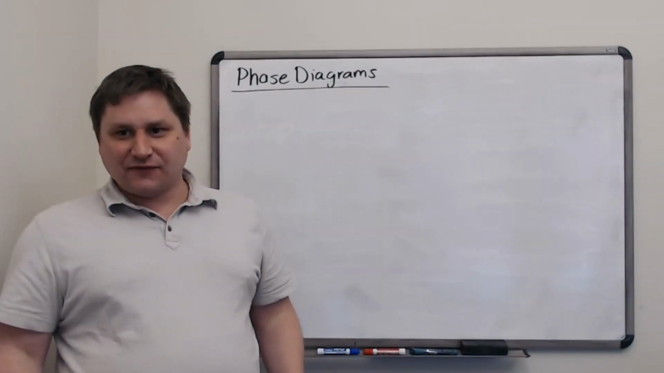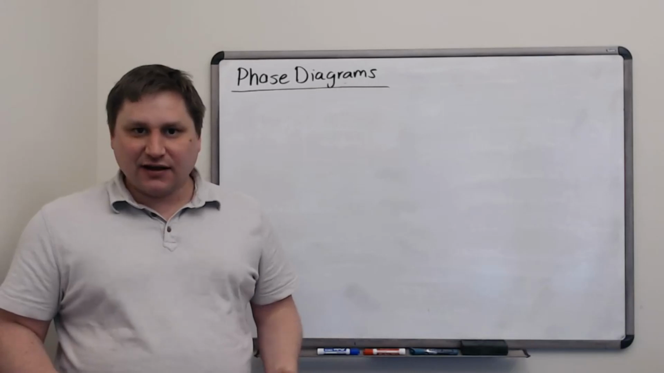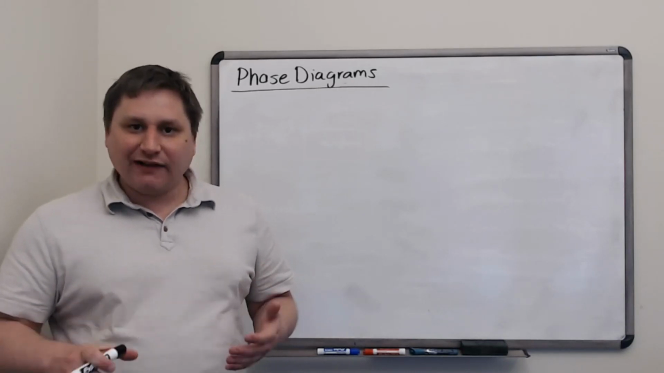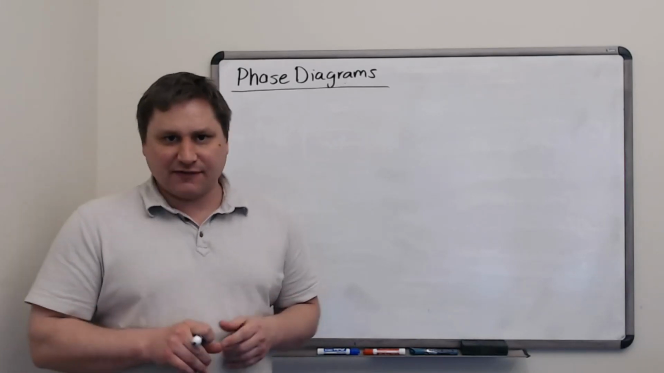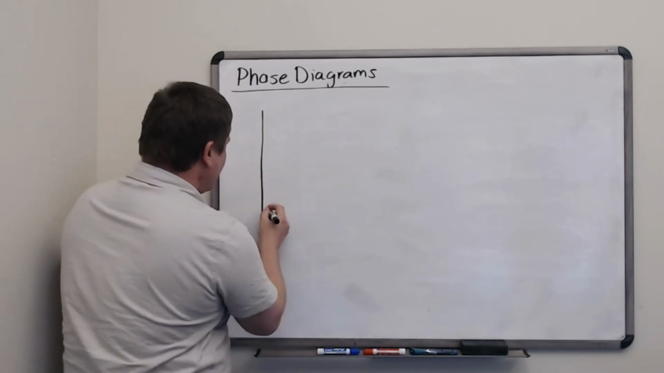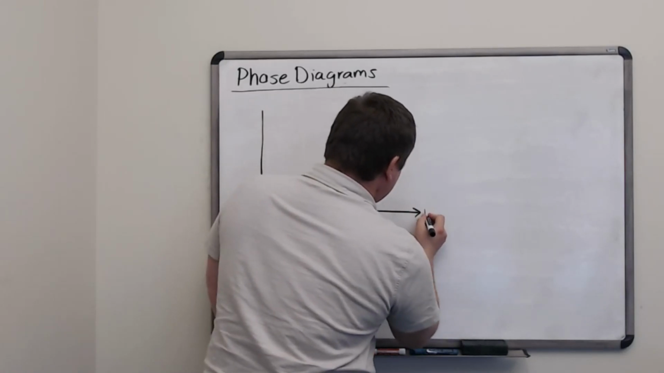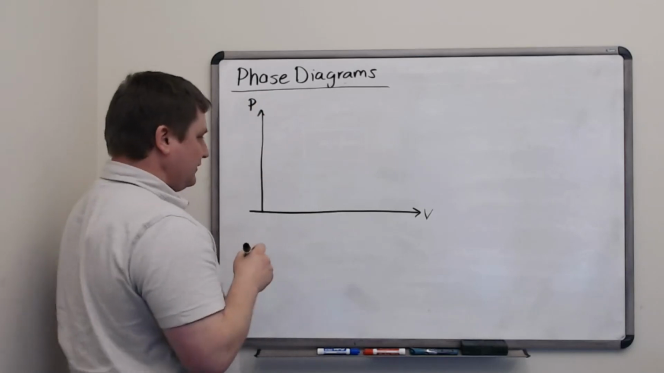Now that we've gone through the explicit details of a model that has a phase transition, let's step back and discuss some of the general features and qualitative facts about phase transitions and phase diagrams. We'll start by recalling what the phase diagram would look like for a van der Waals model.